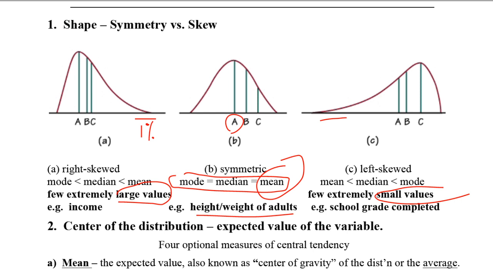Okay, so what do I say? Income is right skewed, just a few high values. And for left skewed, just a few small values. I use the example of grades, school grade completed. Very few people, at age 18, have no education or very little education, so they would be over here. And most other people would be over here. So that's a left skewed distribution.